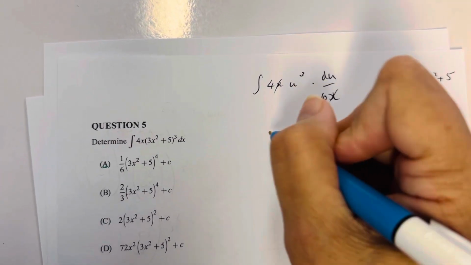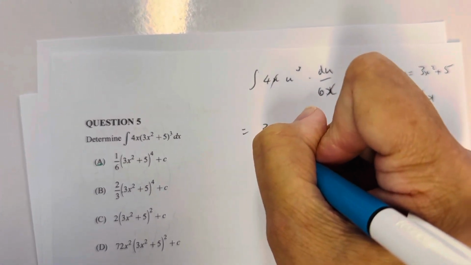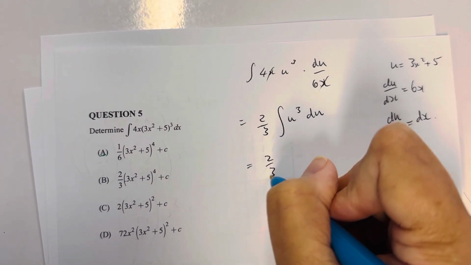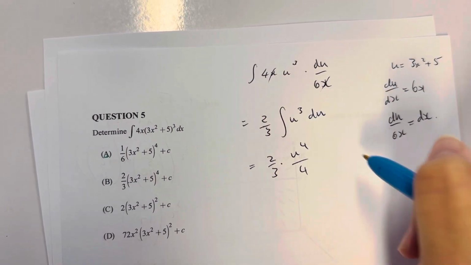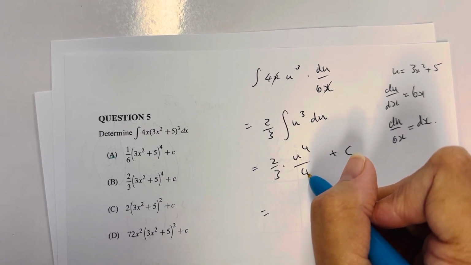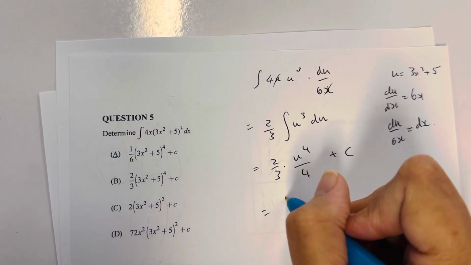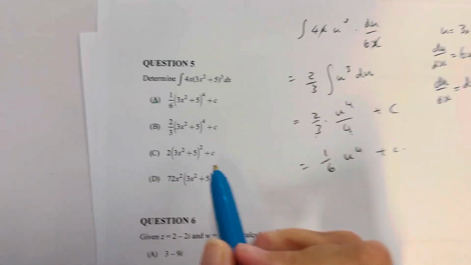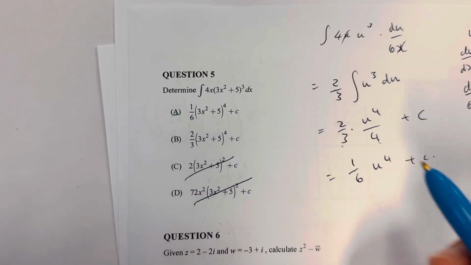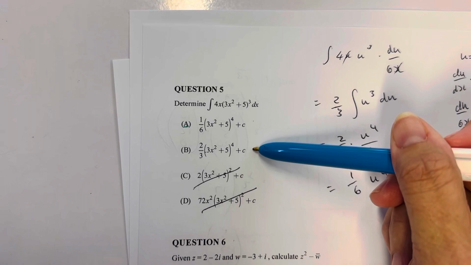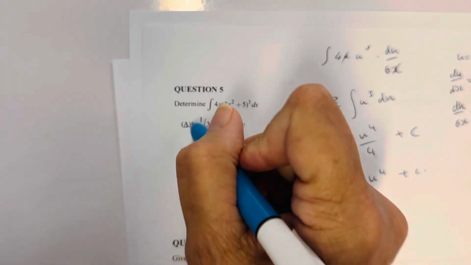The x's will cancel. So I have 2/3 the integral of u cubed du. But remember that's going to be u to the 4th on 4 plus c. So this will work out to be 2 over 12, or 1/6, u to the 4th plus c. I don't need to take it any further. I can clearly see from my options, they were squareds, so they weren't going to be. I was looking at A or B. This is 1/6, so it's going to be A.